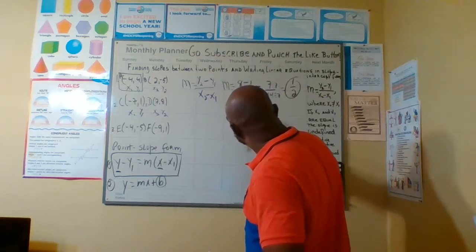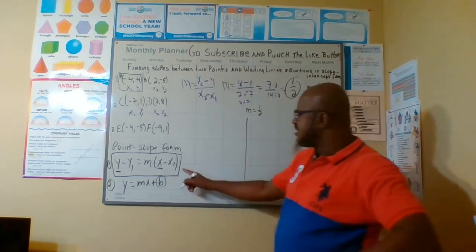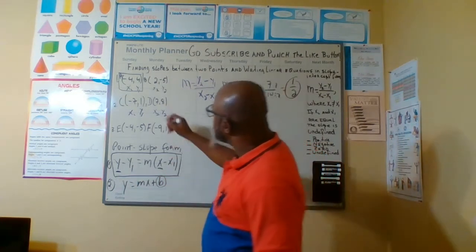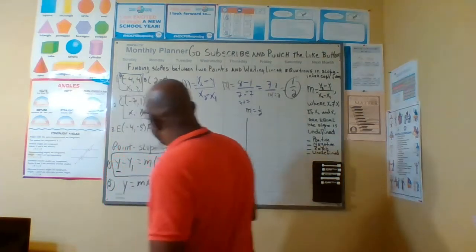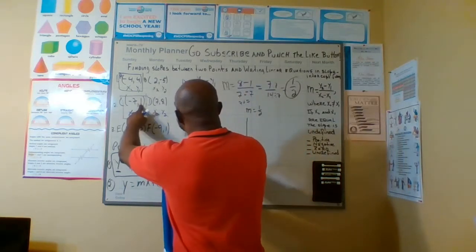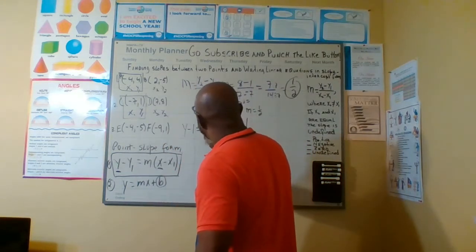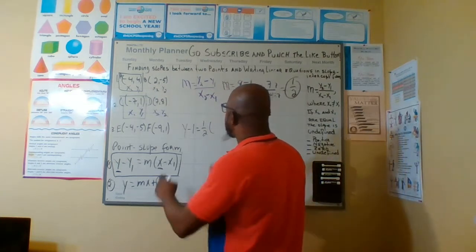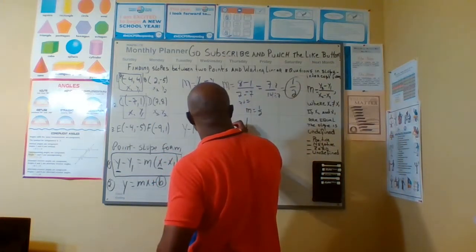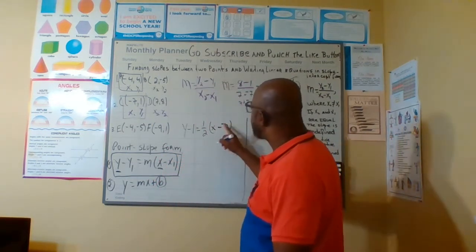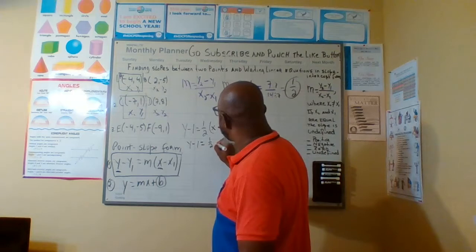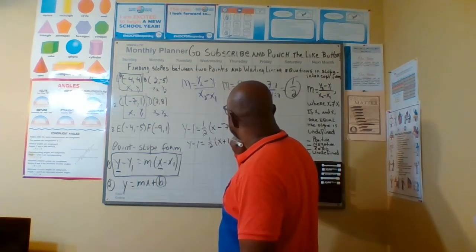So like we promised earlier, we're going to do both ways. So we're going to come here, we're going to replace y1, we're going to replace m, we're going to replace x1. So this is my x1, y1. Alright, so you will have y minus 1 equals my slope 1/2 times x minus x1, which is negative 7. So I'm going to clean that a little bit. I have two negatives, so I have to work this out. I will have y minus 1 equals 1/2 times x plus 7.